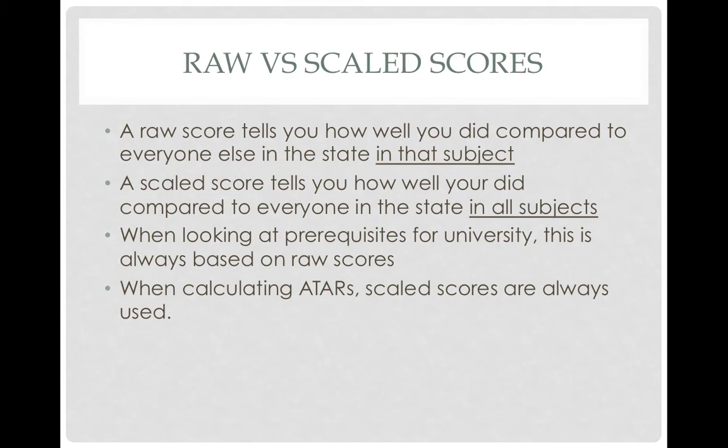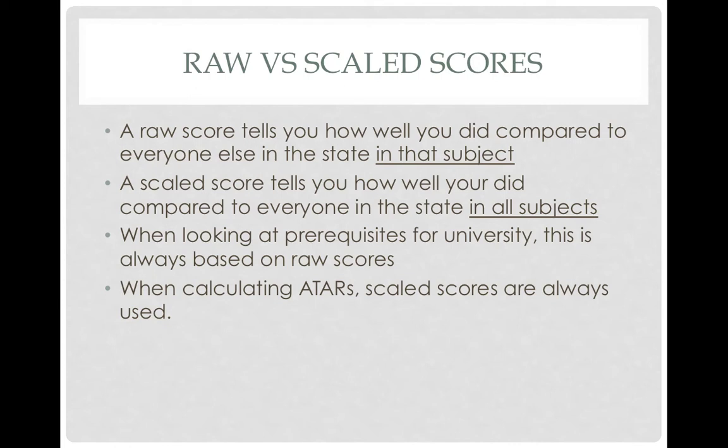So, when you watched the video about the VCE, we talked about study scores. The study scores we talked about there are called raw scores, and that basically tells you how well you did in that subject compared to everyone else who did that subject. What VCAA will do when they're working out your ATAR, the number that's going to get you into university, is they will scale your score. And that's basically a way of comparing how well you did to everyone else in the state in all subjects. So it's basically a way of accounting for the difficulty of the subjects.